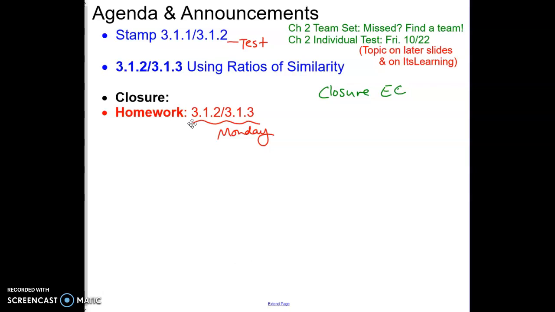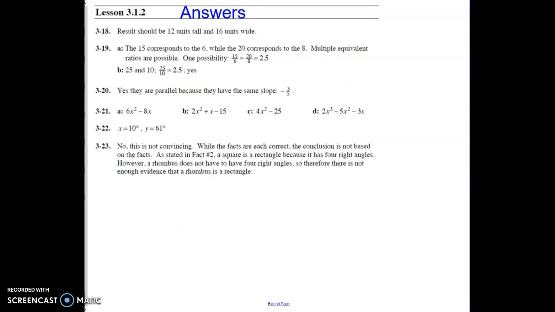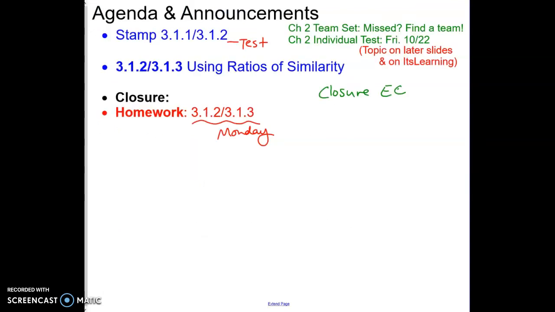All right. Check your homework questions on its learning. And the individual test is on Friday. Make sure your toolkits are ready and that you are ready and that you have a calculator for Friday.